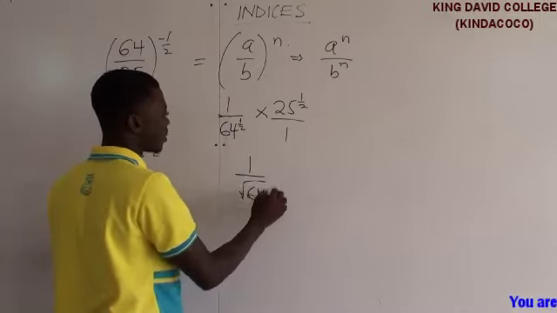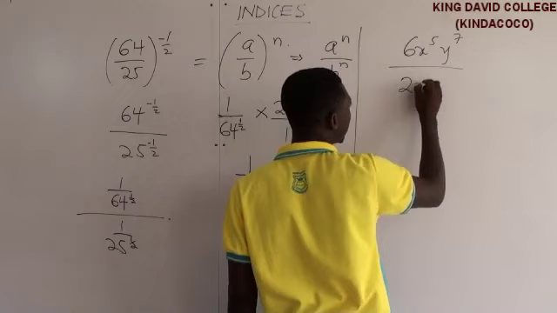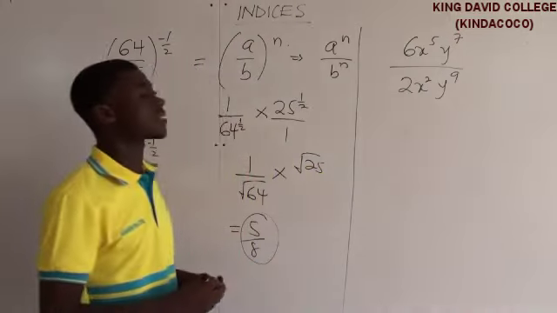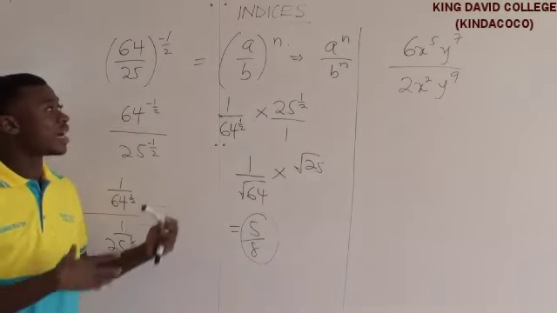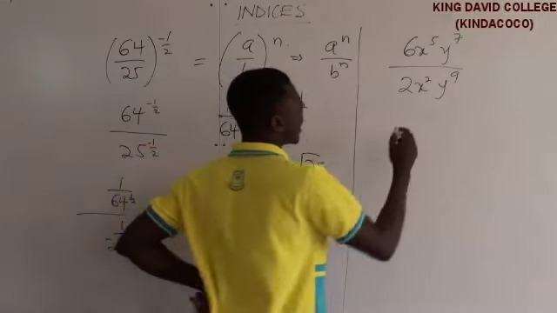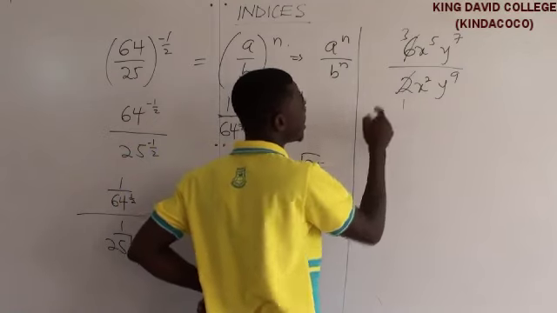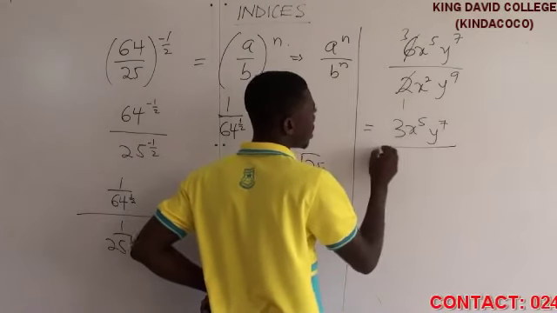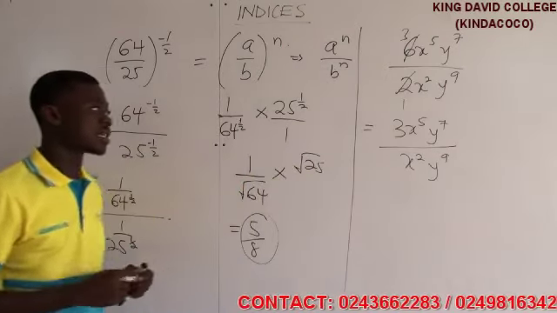Say I'm giving you 6x to the power 5, y to the power 7, divided by 2x to the power 2, y to the power 9, and I ask you to simplify this. It's very simple. As for the constants, you can divide them: 2 into 6 is 3. So I've reduced this to 3x to the power 5, y to the power 7, all divided by x squared times y to the power 9.